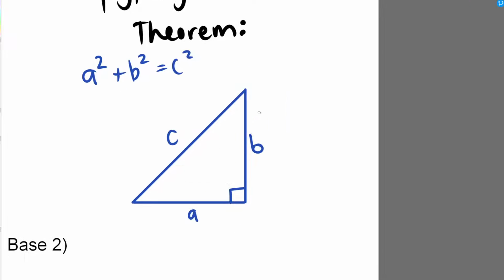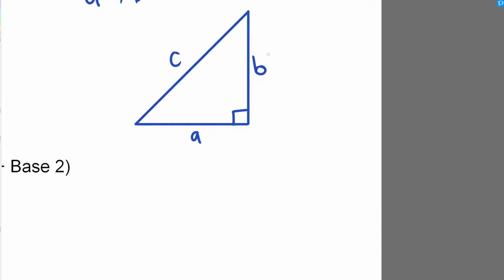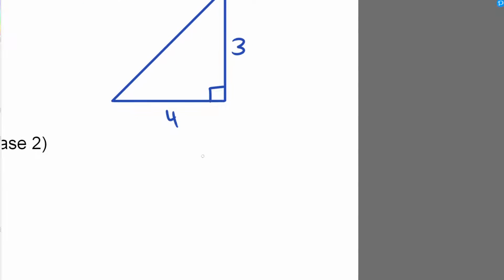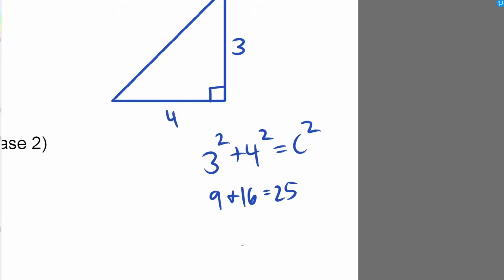Now, to do this, say that we have a triangle with sides 3 and 4. 3 squared plus 4 squared is equal to c squared. 3 squared is 9, plus 16 is equal to 25. So 25 is equal to c squared. To get c by itself, we take the square root, and the square root of 25 is 5. So this side would be 5.